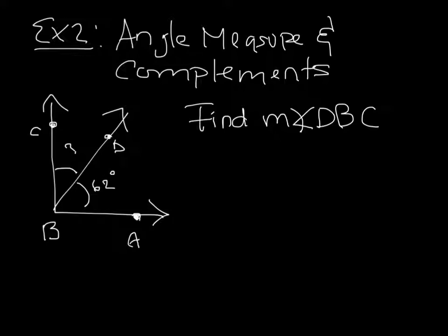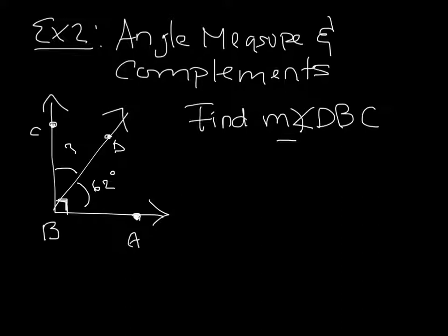So this is the figure given in example 2. And notice that we have 90 degrees, right? This is a 90-degree angle because it is symbolized with this little box, but it means it's 90 degrees. So the goal is to find, let me go back, the goal is to find this angle.